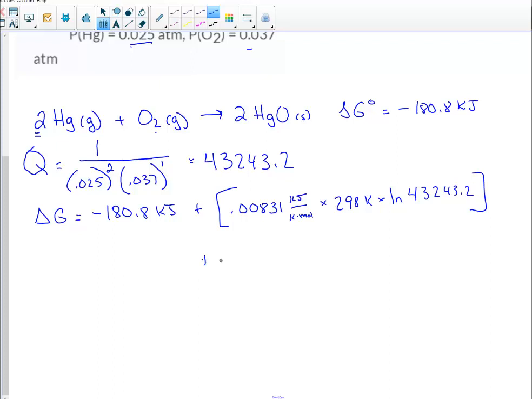And this comes out to be positive 26.43, negative 180.8. So while that's on your screen, I'm going to add the negative 180.8. And the delta G for this reaction in non-standard conditions is still negative, 154 point, and I'm going to round that to 4 kilojoules. Still a spontaneous reaction due to the negative delta G.